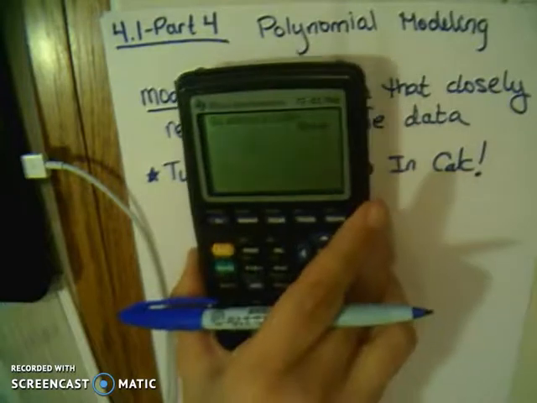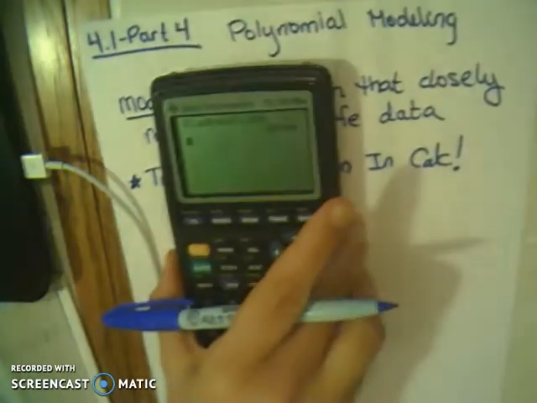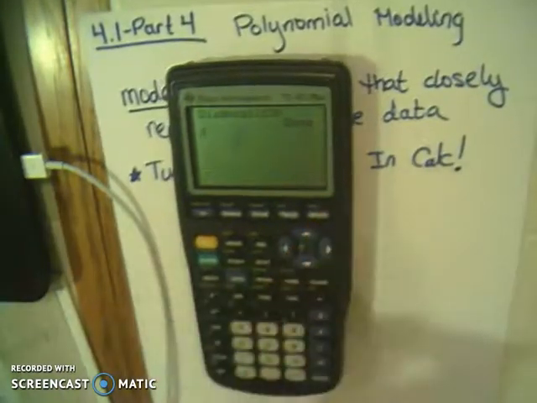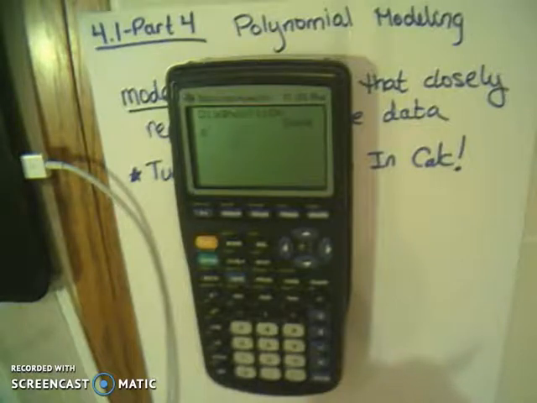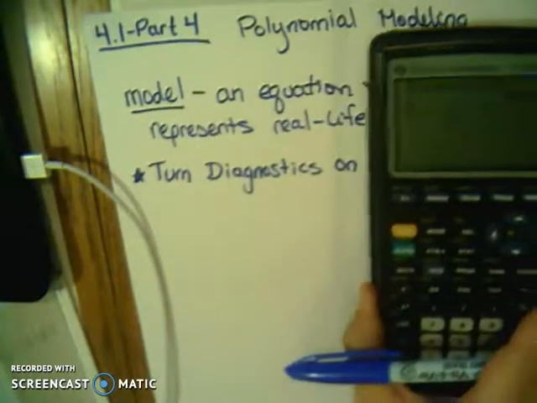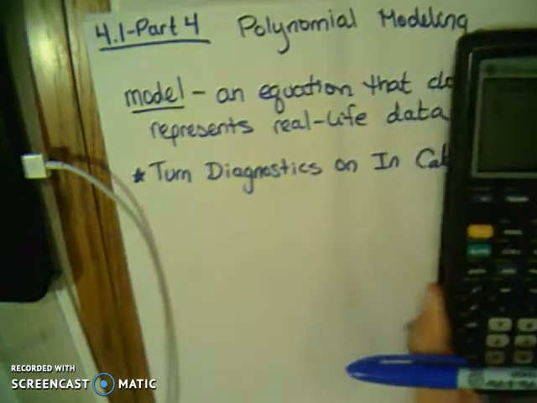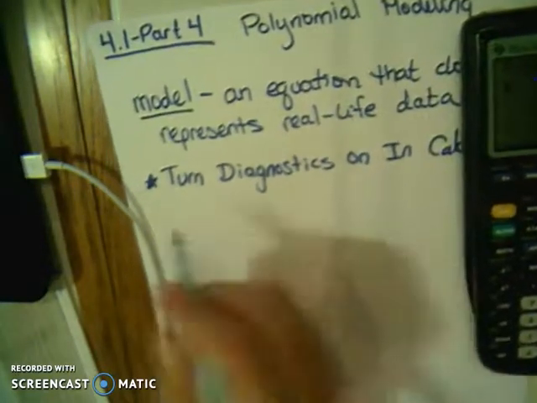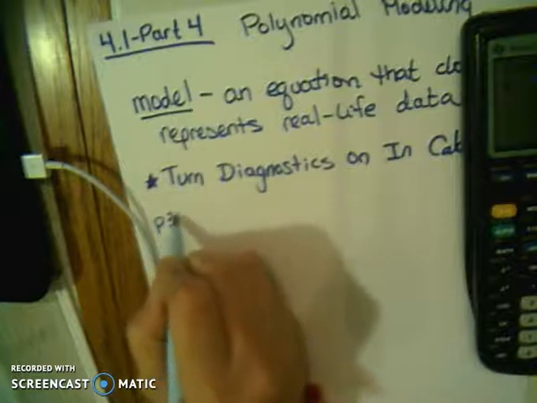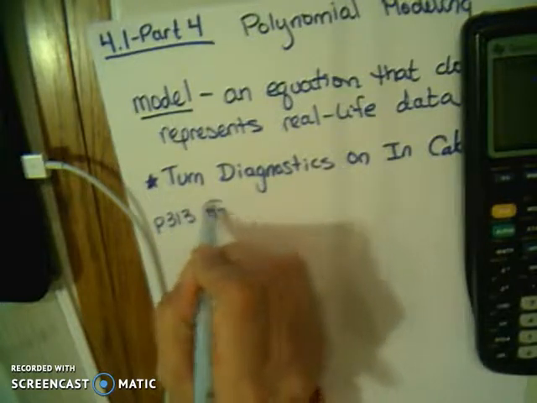Otherwise, we're not going to get all of the information that we need to decide which one of these models is the best. So I'm just going to do an example out of the book where they give us some data and ask us to find some different models that go along with it. So I'm going to move this to the side just so I can show you the data that I'm using. And it's actually on page 313, number 77.